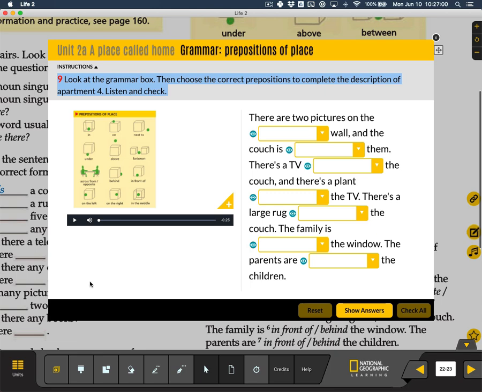Okay. The right wall, okay, and the couch is under them. Good, okay. There's a TV opposite the couch, and there's a plant next to the TV. Good. There's a large rug from.